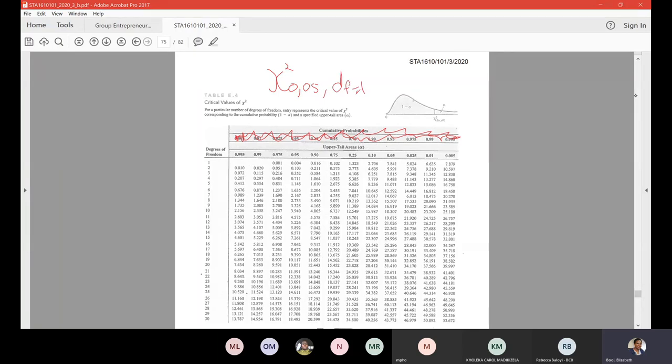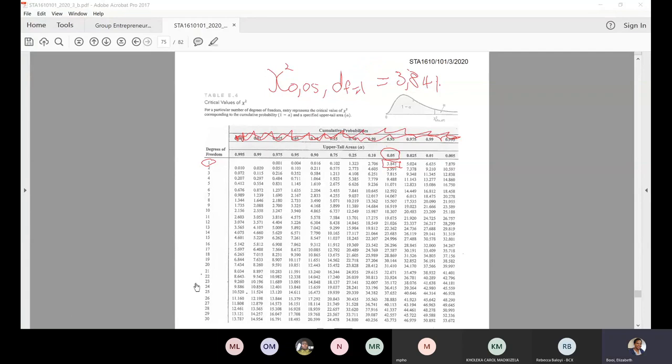So our degrees of freedom will be at the bottom. We come here and look for 0.05. This is the value. And we look for degrees of freedom of 1. Where they meet is our critical value, which will be 3.841. That is our critical value, and that's how we're going to find our critical value. Okay, any question?